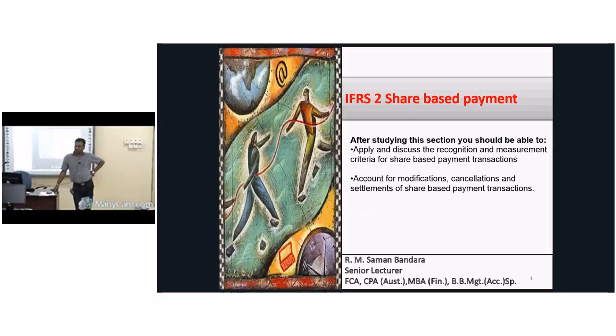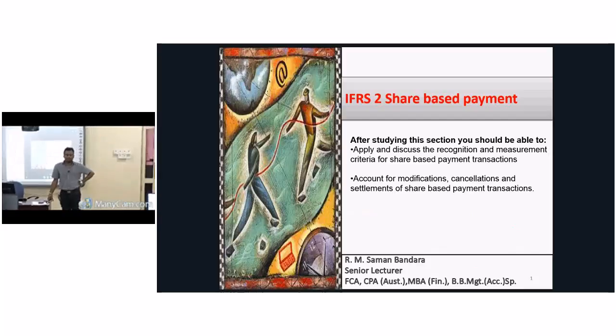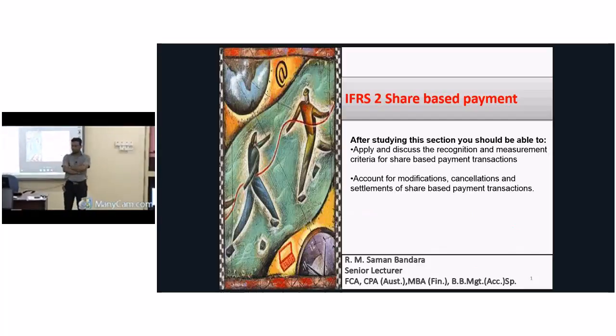So one thing already discussed was how to recognize human assets in the books of accounts. We learned different models, and we realized that it is not possible to recognize human assets as an asset in the books of accounts due to some reasons. So that's about last week's work.